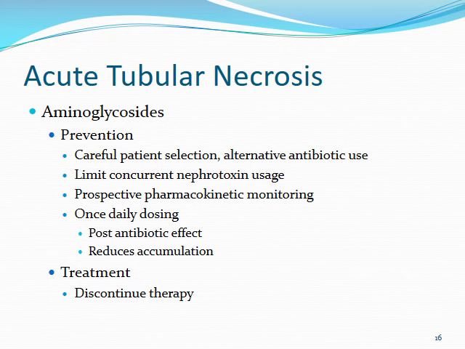So looking at prevention of ATN caused by aminoglycosides, some of the things we can do is hopefully try not to put a patient on an aminoglycoside. That would be the best way to prevent it. But in a lot of cases, that's not always going to be possible. So you want to make sure you're having careful patient selection on who you're going to be using this for.